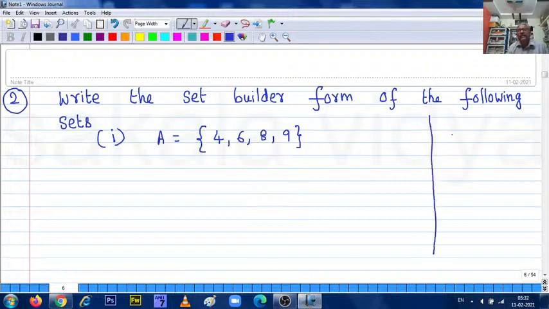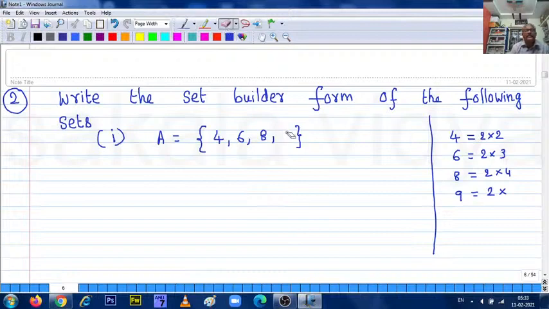See, the 4 can be written as 2 times 2, whereas 6 can be written as 2 times 3, 8 can be written as 2 times 4. Now 9 can be written as 2 times, that cannot be written. In another manner, 4 plus 2 is 6, 6 plus 2 is 8, 8 plus 2 is 10. You take 10, this is not 9, this must be 10. Okay, 10, 2 times 5.